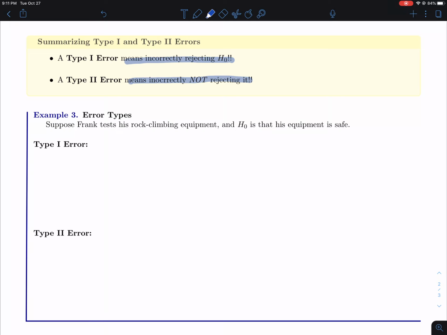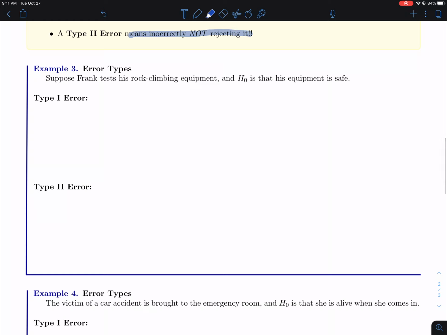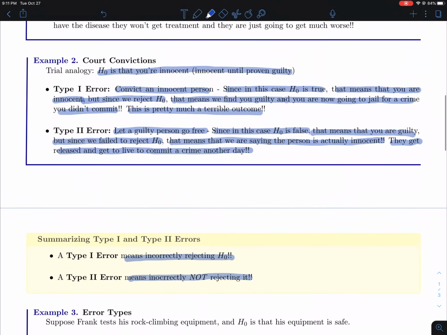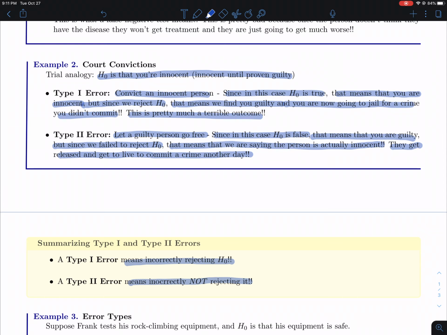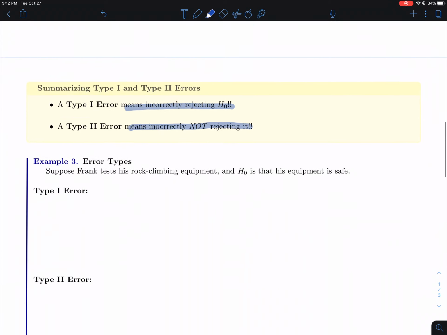All right, so for the last two, what I wanted you to do is kind of the same thing I did above. Go through and figure out what the error types would be based on these different situations. Suppose Frank tests his rock climbing equipment. H naught is that his equipment is safe. Go through and write down similarly to what I did above, to give yourselves a chance to think about what a type 1 error would look like, what a type 2 error would look like, and also which one would be pretty terrible to have happen and which one would be a little less terrible in this case.